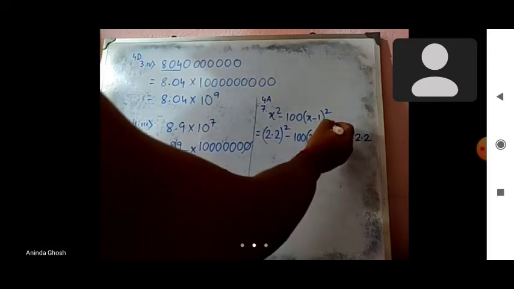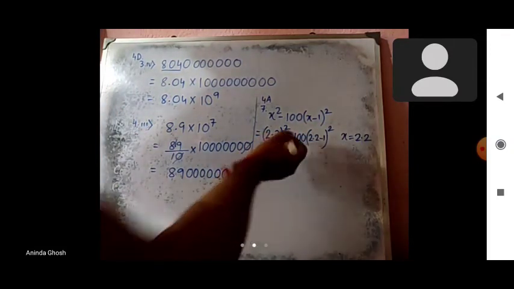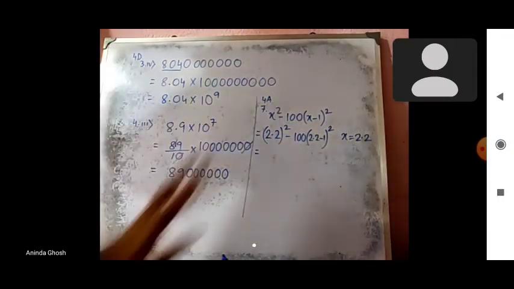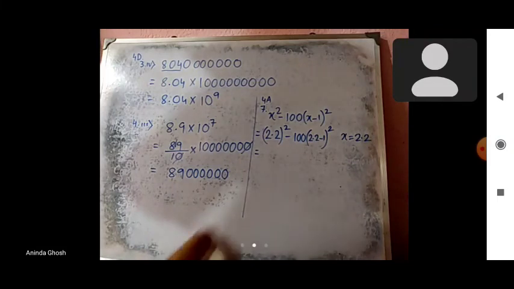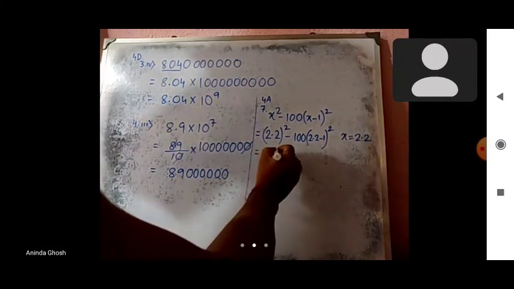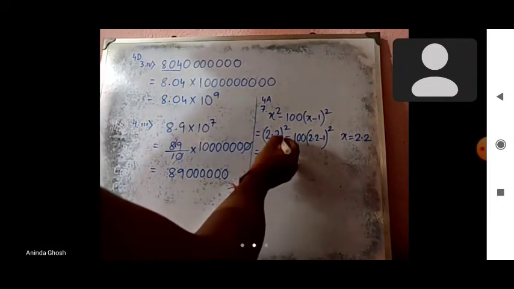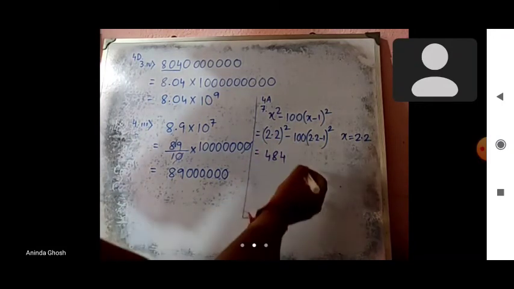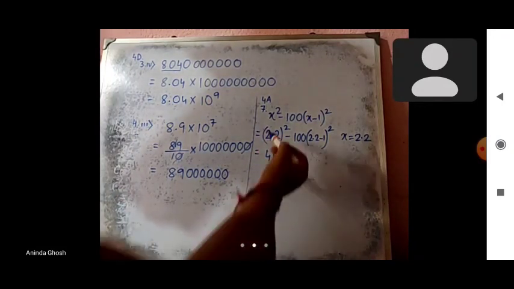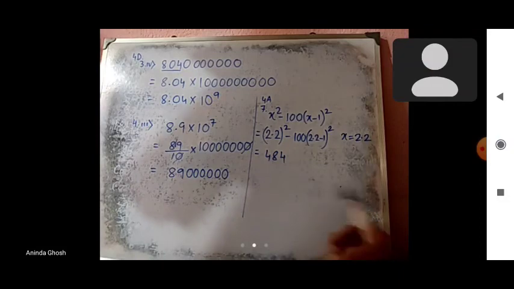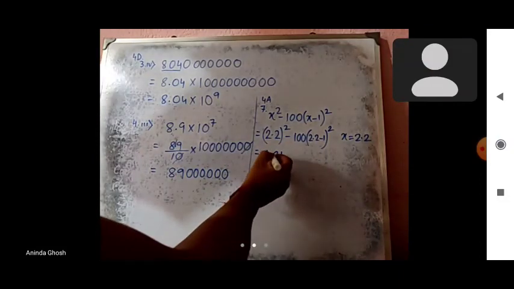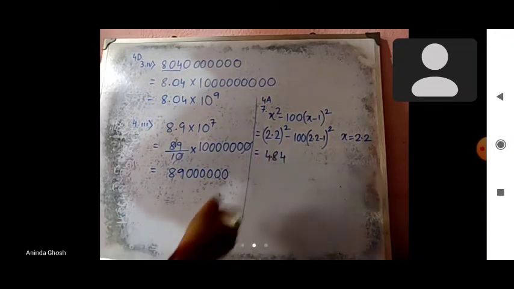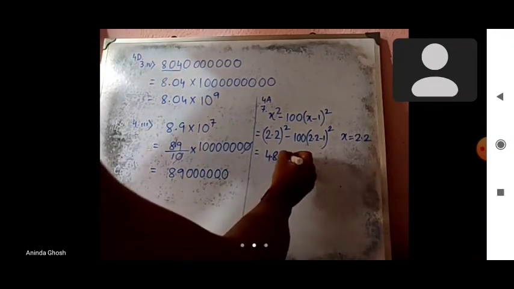Next one, MCQ from exercise 4A, question number 7, that tells you find out the value of this equation x square minus 100 into x minus 1 whole square, where x is equal to 2.2, means we have to substitute the value of x with this 2.2, মানে x এর জায়গায় 2.2 লিখব। So 2.2 square, so we noticed it as 22, so 22 square means 484.